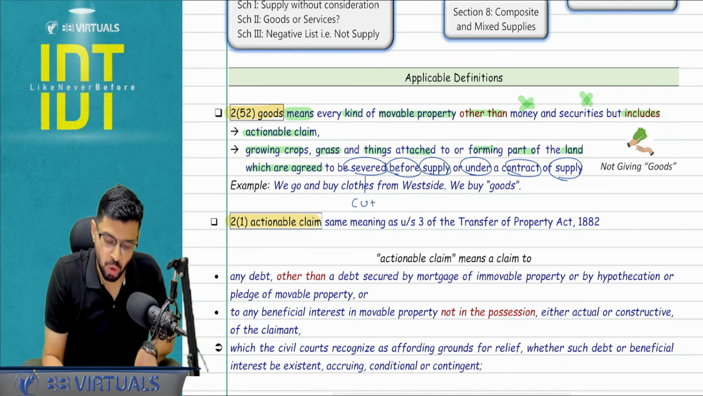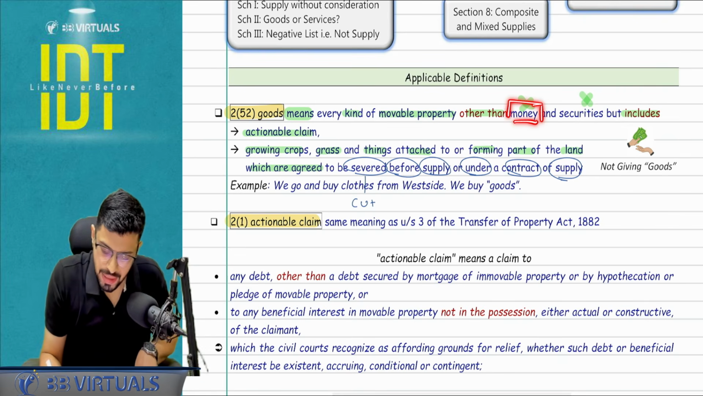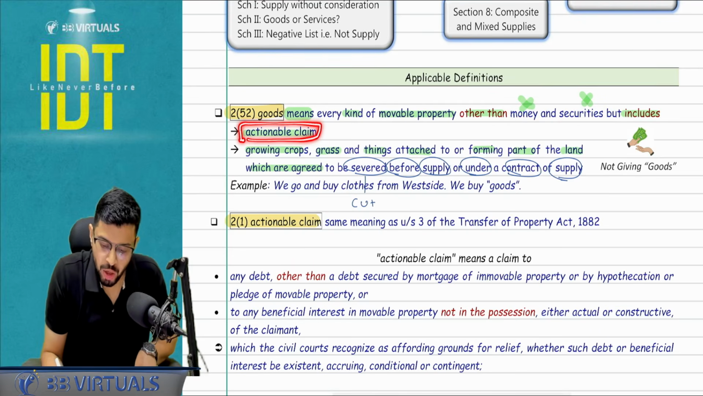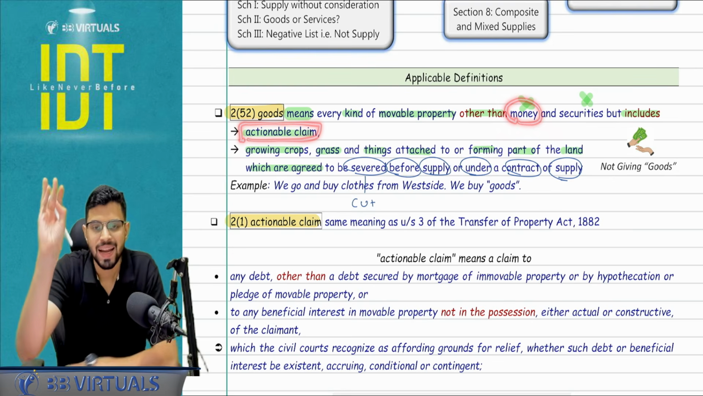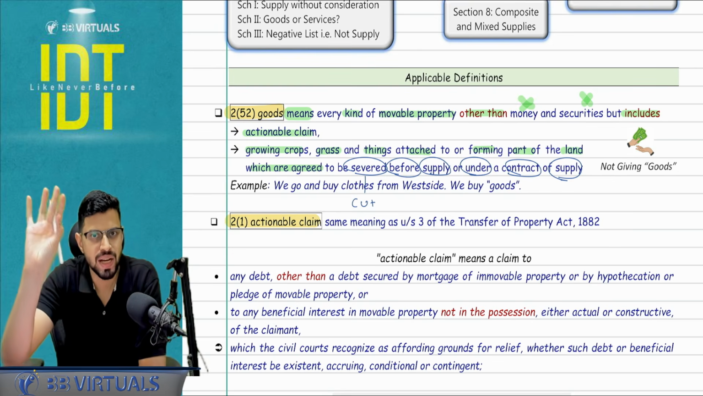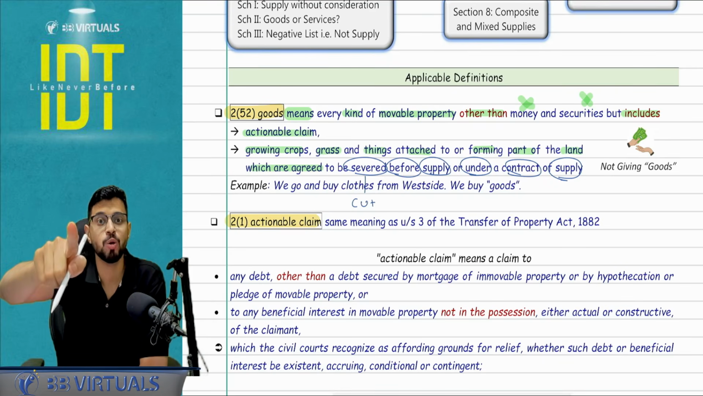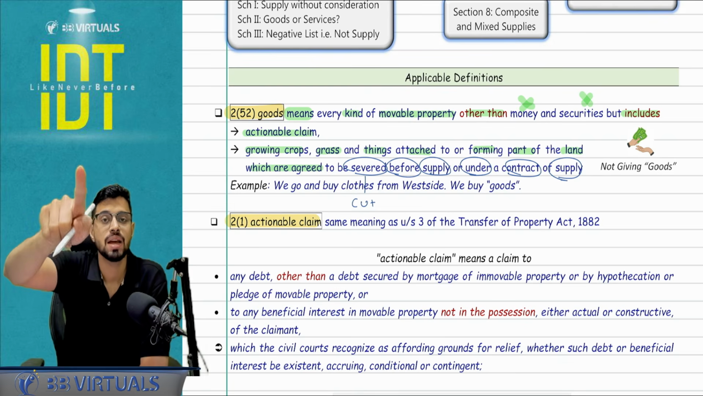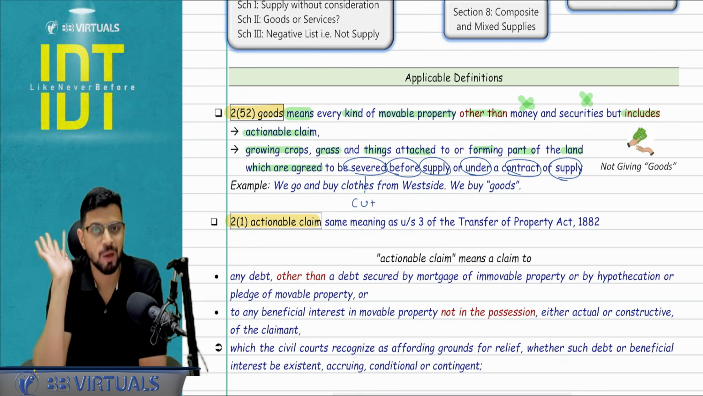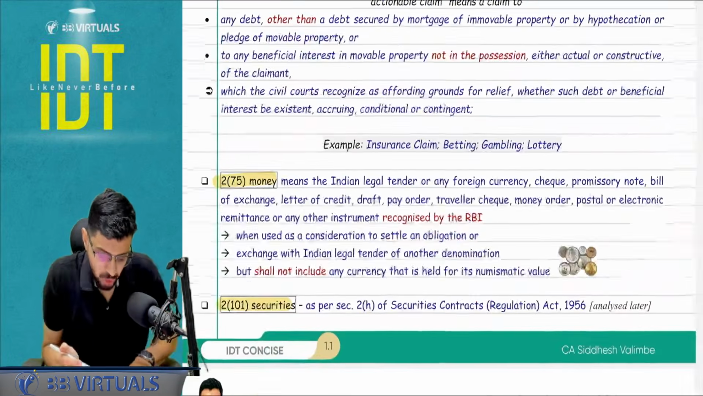Now we had linked two definitions here: money, securities, and in fact three, actionable claim as well. So what was the definition of money that we covered? Legal tender, used basically as a medium of exchange to settle your obligation. But sir, we did not include the currencies which are held for numismatic value. Yes, so let's quickly review that as well.